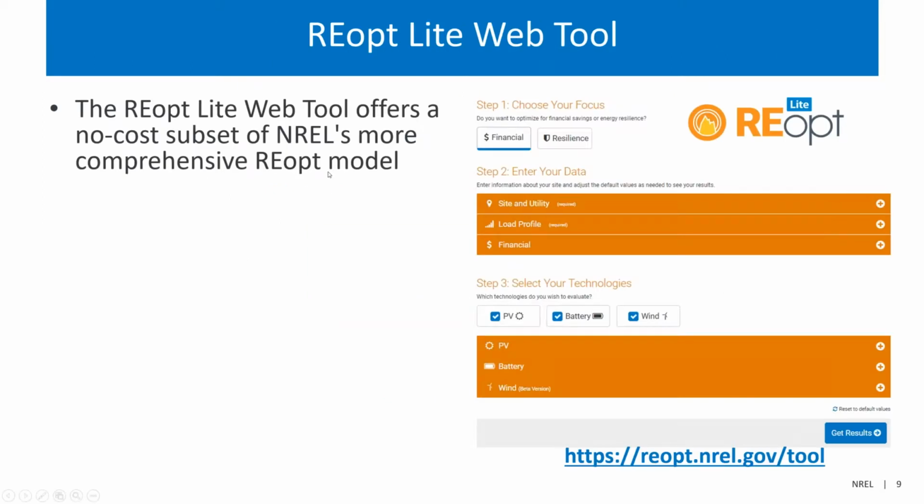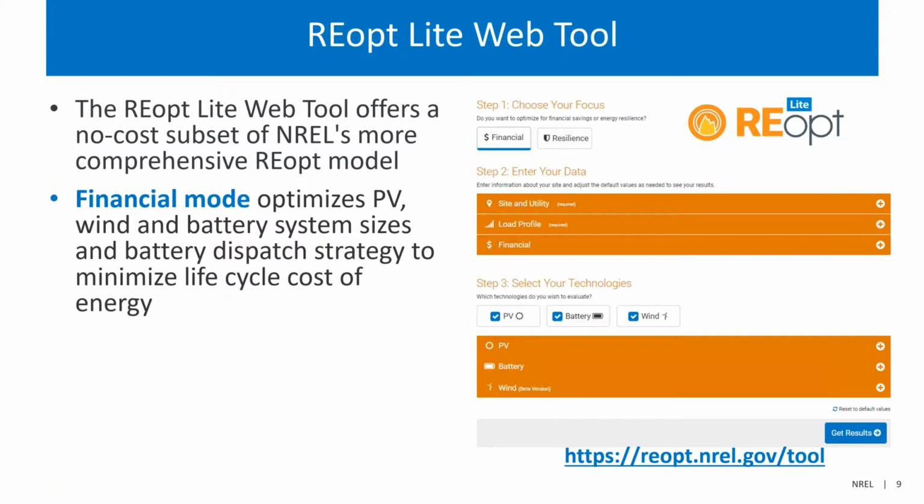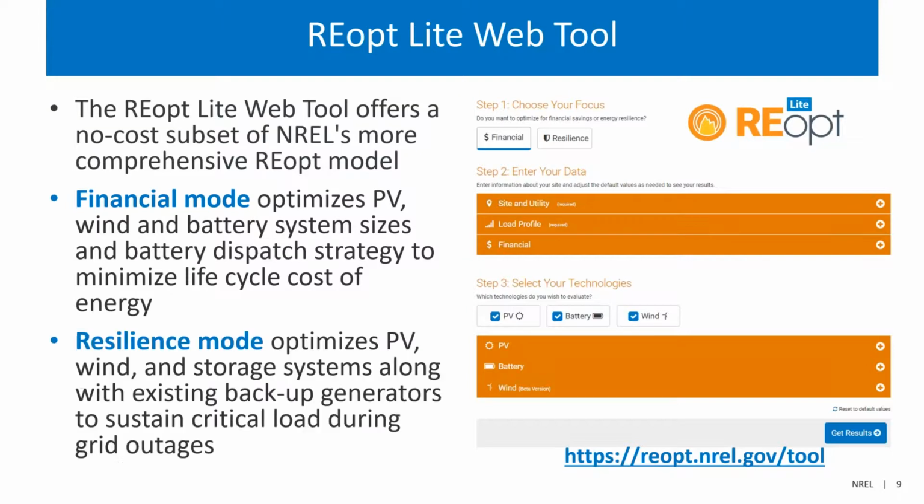A little bit more on the Webtool. It offers a no-cost subset of NREL's more comprehensive model, as I was explaining earlier, and it has two modes of operation. First is financial mode, which optimizes PV, wind, and battery system sizes, and also the dispatch strategy to minimize the life cycle cost. The second mode is resilience mode, where along with optimizing the PV, wind, and storage sizes, it also considers existing backup generators, with the constraint of being able to meet the critical load during grid outages. So these are the two modes of operation which the Webtool offers.